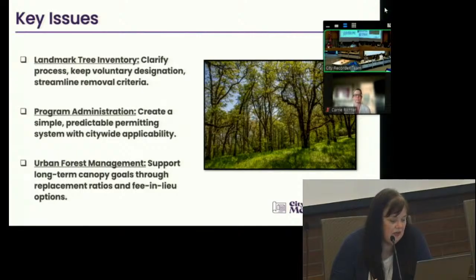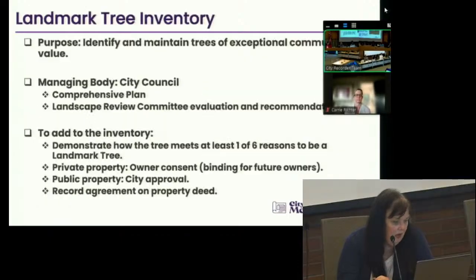So the landmark tree inventory, in here we have a process. We were told, create a process that's really clear and easy to do. It's a voluntary designation, and it streamlines any removal criteria. Our historic landmarks program is very complicated, it's nuanced, and the discussion was, let's keep this as easy as possible for the landmark trees. So you'll see in the proposed code a purpose statement for that.